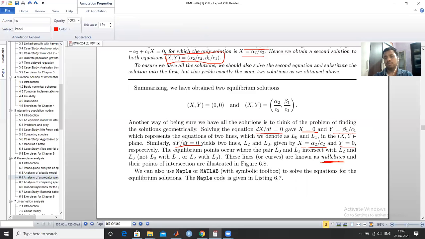So x is equal to alpha by 2. This again represents a line which is parallel to the y-axis, and y is equal to 0 represents the x-axis. Means you will get four different lines, and these lines are known as the nullity lines. So what are the nullity lines?